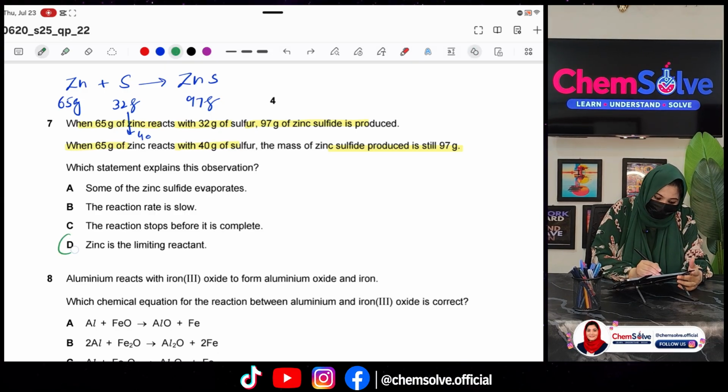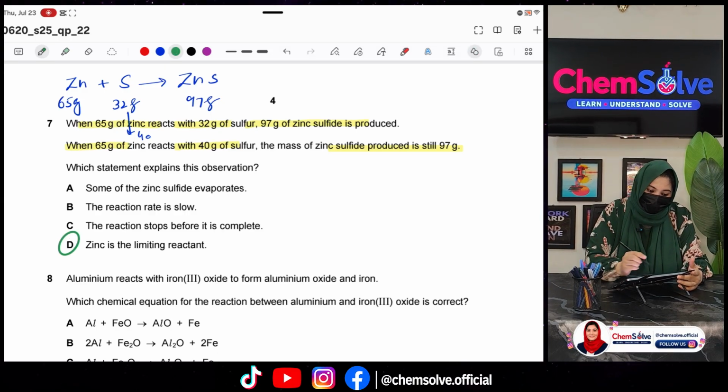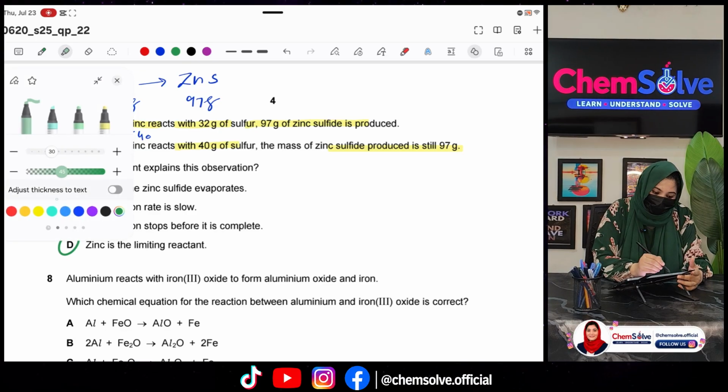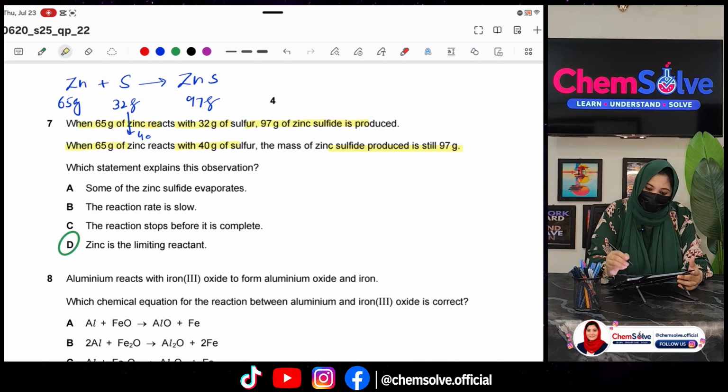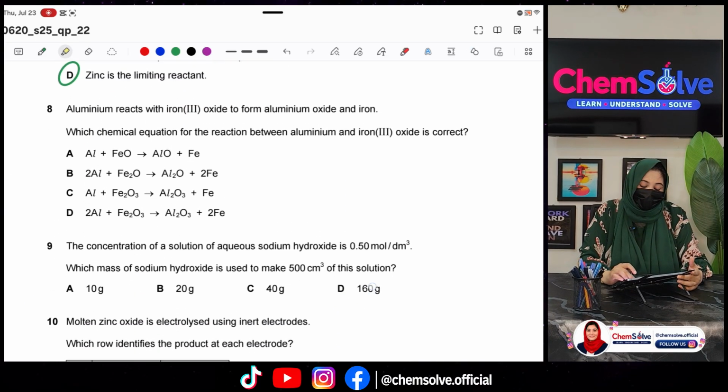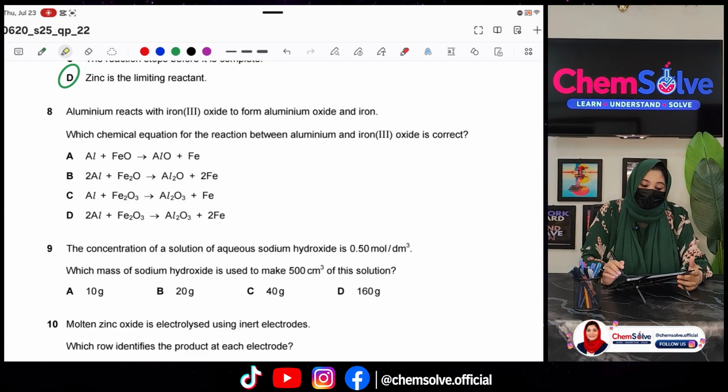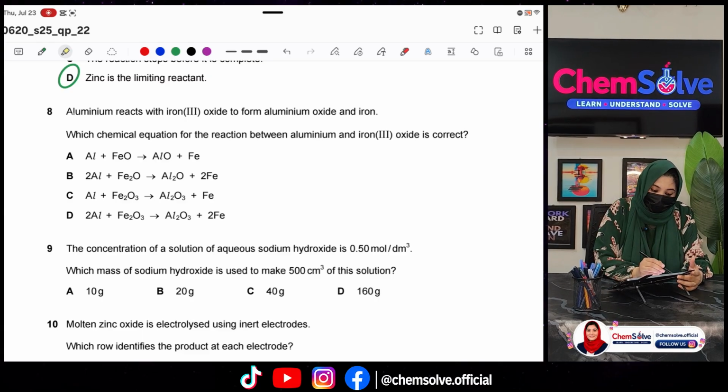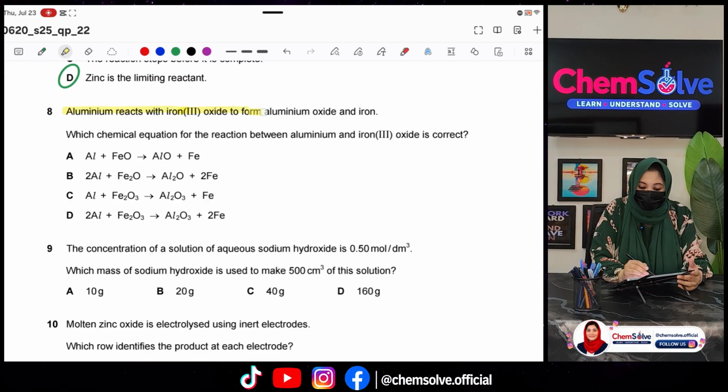The correct option is option D. So now move towards question number 8. Aluminium reacts with iron(III) oxide to form aluminium oxide and iron.